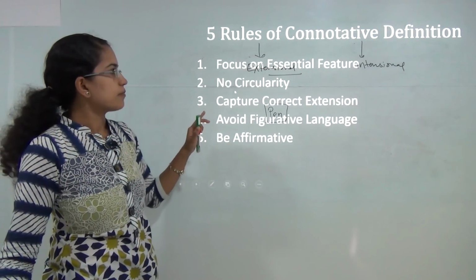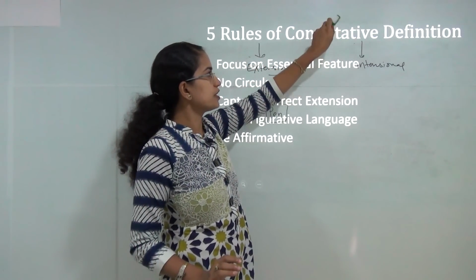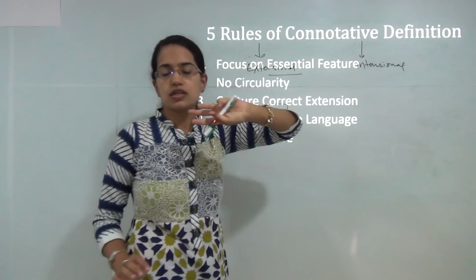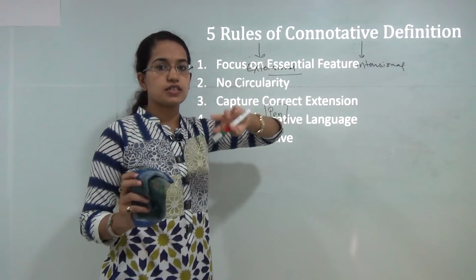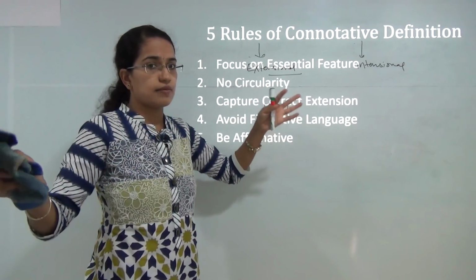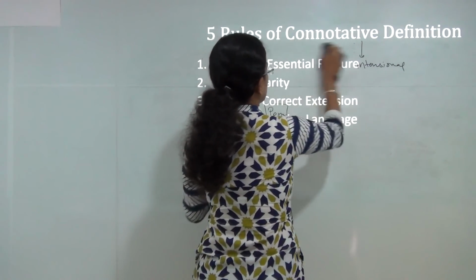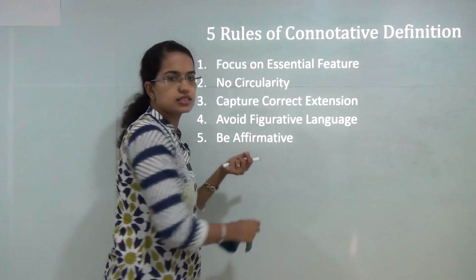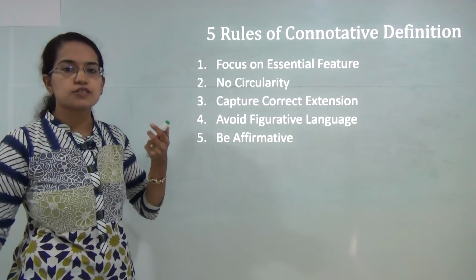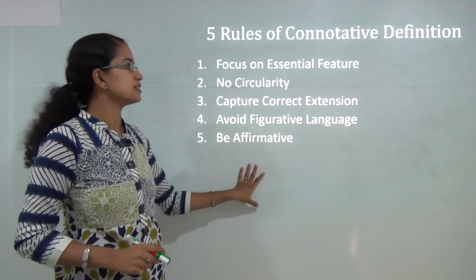Now we will understand the types of denotative and connotative definitions. But before that, we will try to understand the basic rules for connotative definitions, because for a denotative definition we are extending it, describing it more, so it can go beyond the ambit of the connotative definition. A connotative definition is what it really means, where we try to explain its features. There are 5 rules that must be followed.